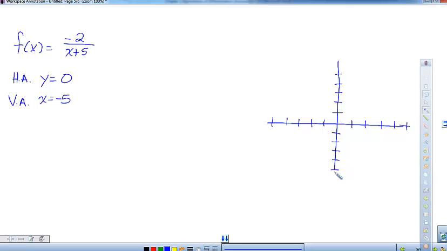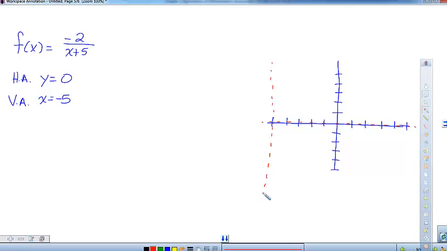okay, so I've got a horizontal asymptote at y equals 0. So that's my x-axis. I'll just put a little dotted line here in red. And then we're going to have a vertical asymptote at x equals negative 5. So that's over here. All right, so those are some asymptotes we expect will guide our graph.